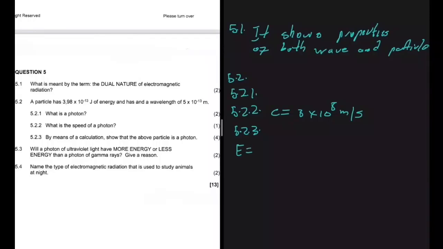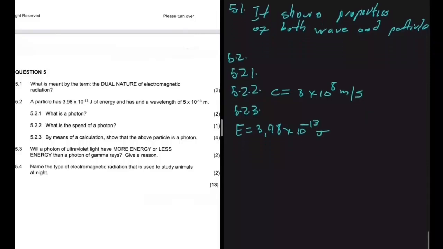It is said to be equal to 3.98 times 10 to the minus 13 joules, right? And then we're given the wavelength. It is said to be equal to 5 times 10 to the minus 13 meters. Right, and then the question is saying that by means of a calculation, let's show that the above particle is a photon.